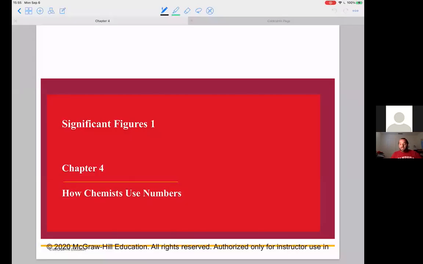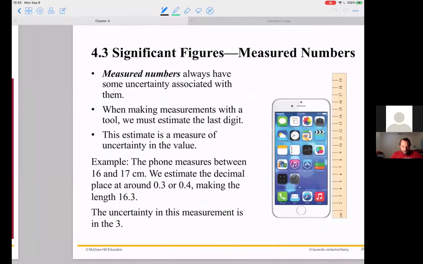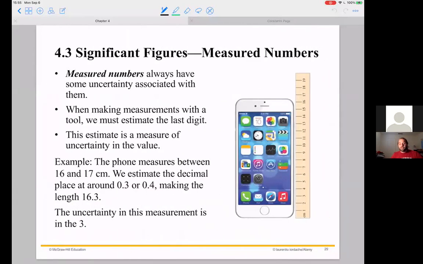Okay, so now talking about significant figures or sig figs. This is one of the fundamental differences between numbers in chemistry versus numbers in math. And again, it all has to do with the fact that numbers in chemistry correspond to measurements.